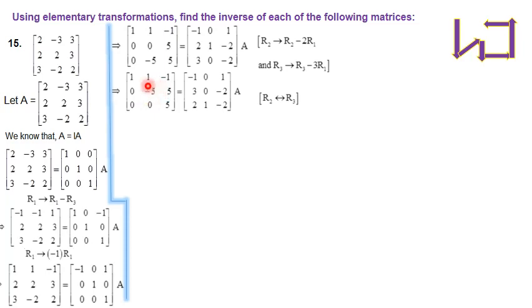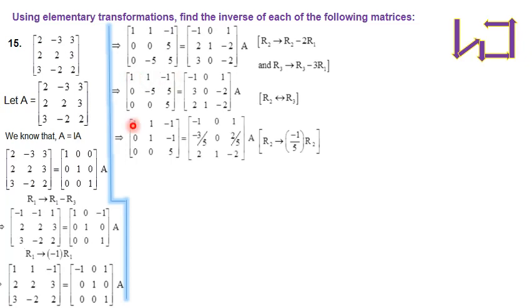Now it is easy here to change this one to 1. So very simple, just divide with minus 5. Divide with minus 5 or multiply with minus 1 by 5, both are the same. So R2 changes to minus 1 by 5 into R2. After doing that calculation, R1 remains the same: 1, 1, minus 1. And R2 is changing: minus 1 by 5 into 0 is 0. Minus 1 by 5 into 5, minus minus becomes plus, 5, 5 cancelled, it becomes 1. Then next is minus 1 by 5 into 5, that is minus 1.